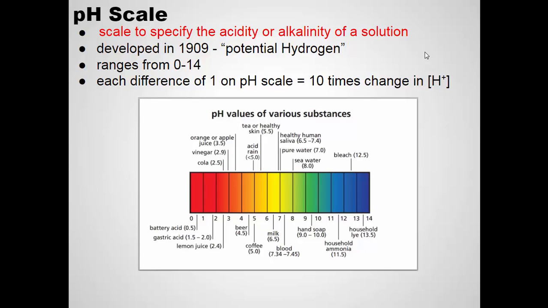The opposite end of the scale, the basic substances, alkaline substances. Our blood is slightly alkaline, okay? Seawater is slightly alkaline, hand soap, ammonia, bleach, lye is very basic. So these things, bleach or ammonia or lye, can be damaging as well.